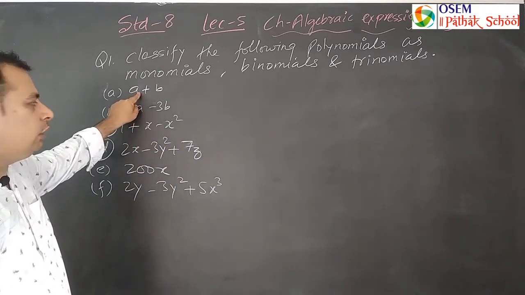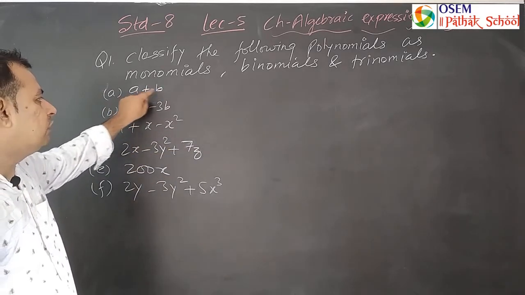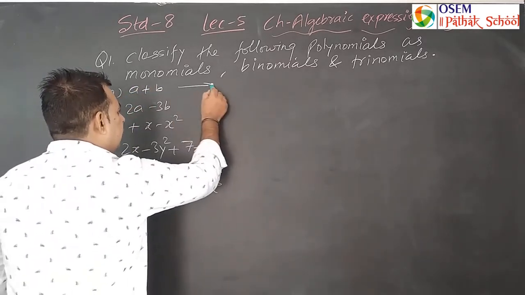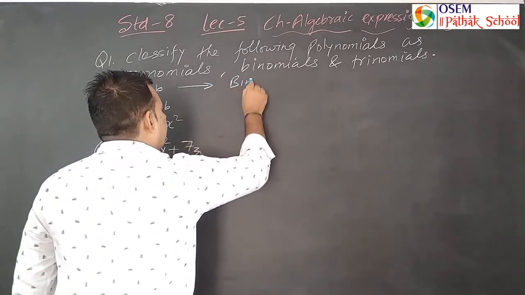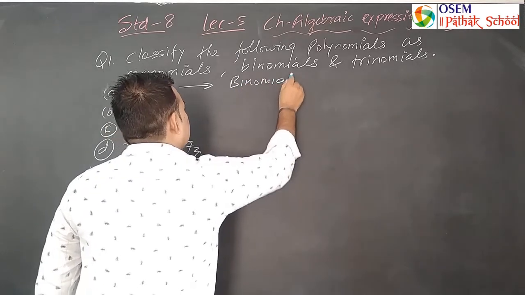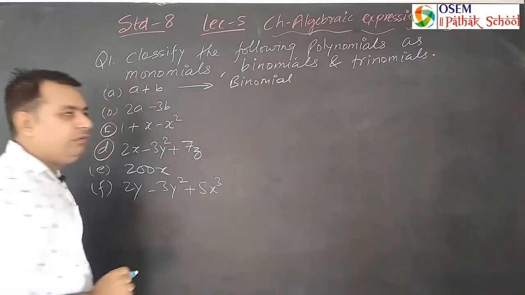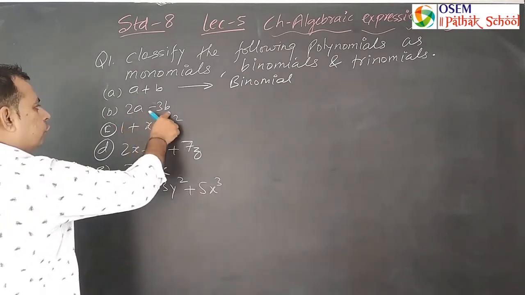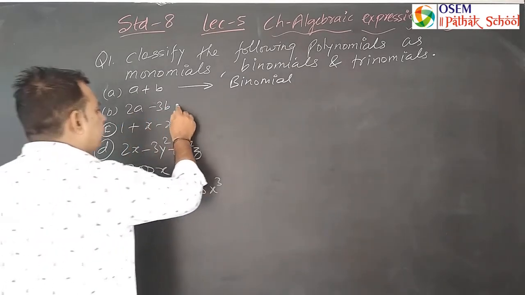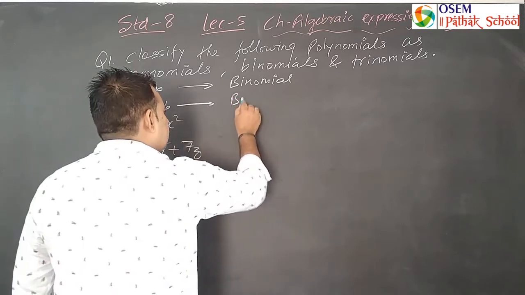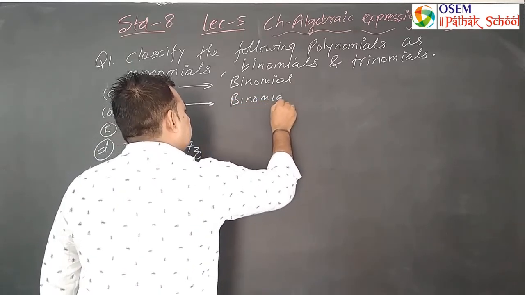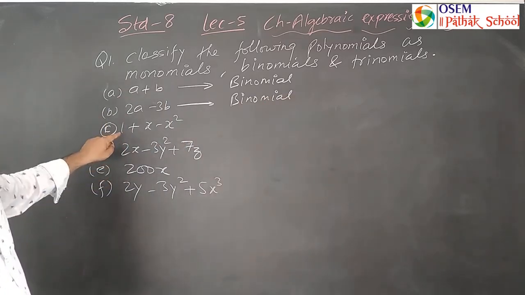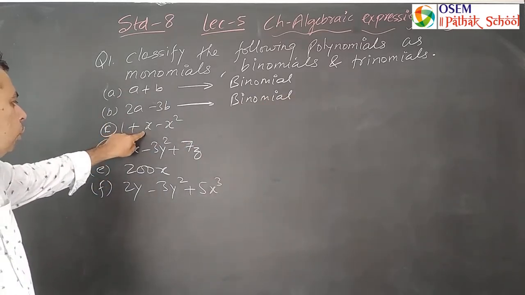You can see over here, a plus b has two terms. It can be binomial. Having two terms is known as binomial. Here also you can see it has two terms. It is again binomial.